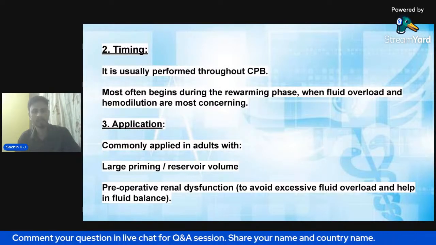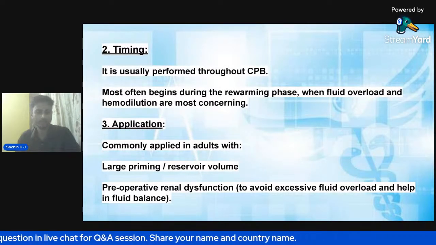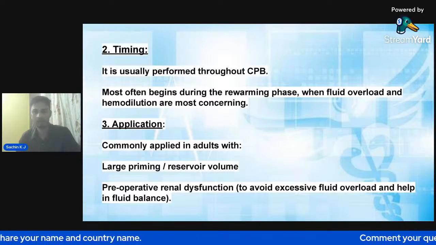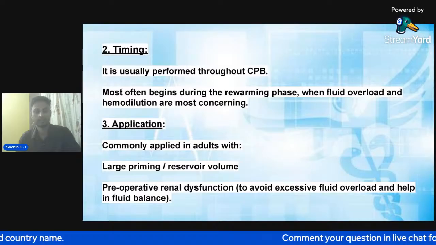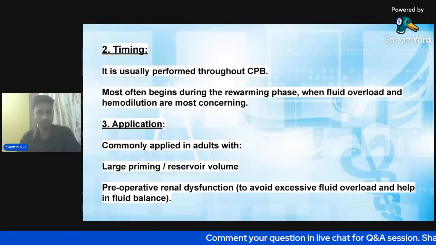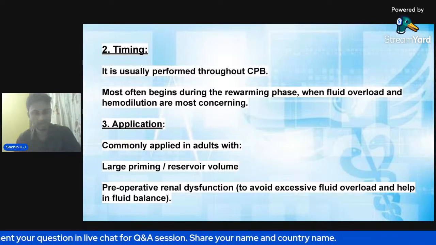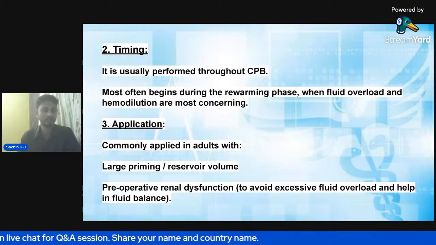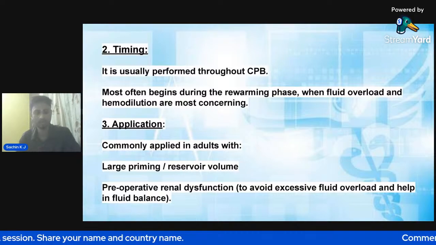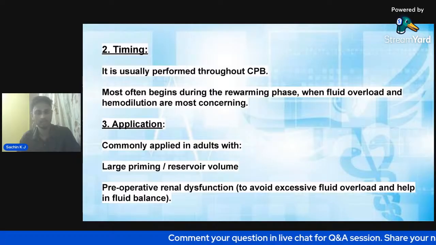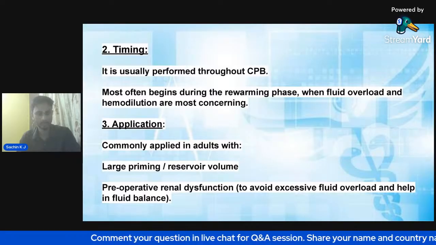Timing. It is usually performed throughout CPB, most often begun during the rewarming phase, and when fluid overload and hemodilution are most concerning. More majorly, in our center we use ultrafiltration after cardioplegia delivery. After cardioplegia delivery, we use this CUF method. We will start because the patient becomes more hemodiluted in that condition. If there is volume overload, in that condition also we use it. We use it in the rewarming phase.